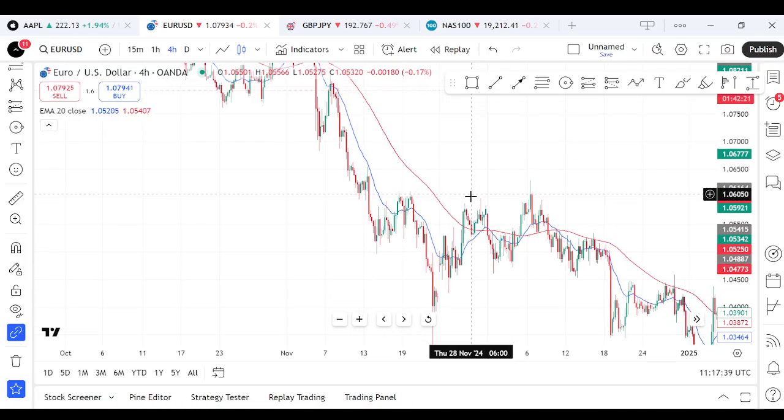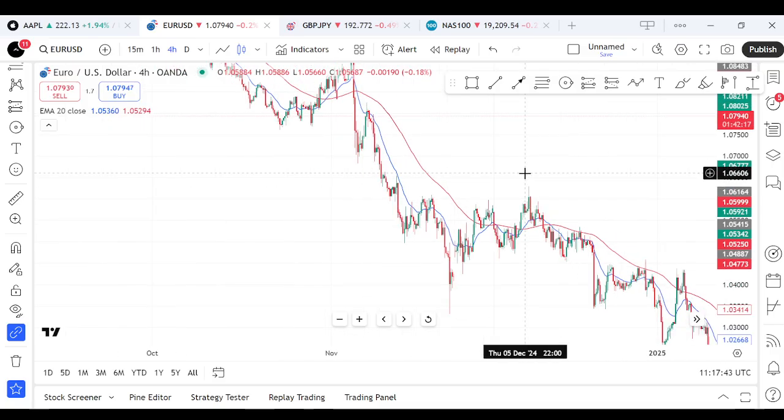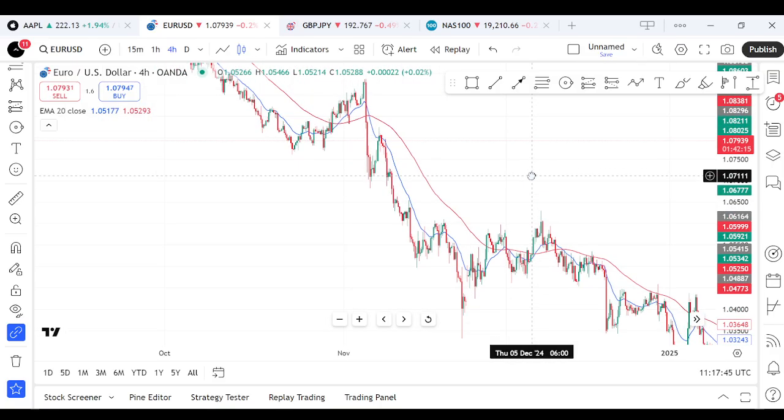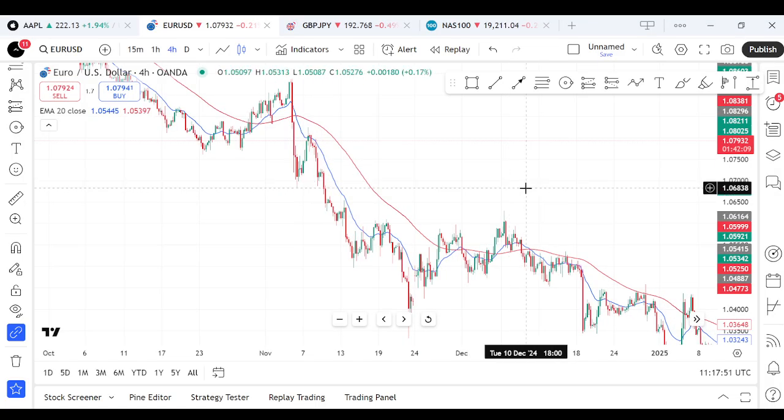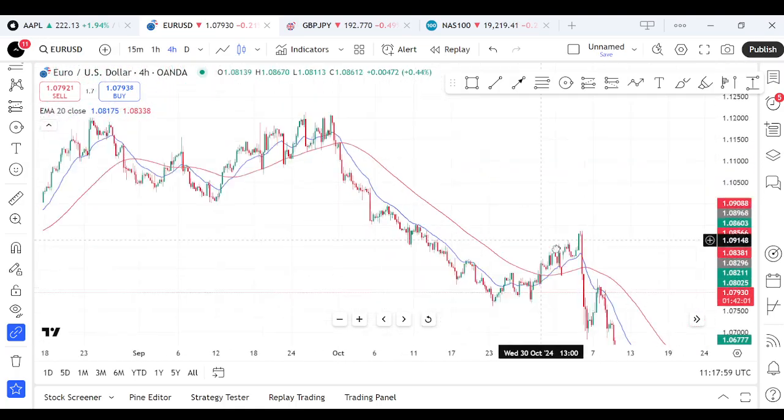Make smarter trading decisions. In today's video, we are going to be talking about the EMA Swing Trading Strategy, which is a simple yet effective way to identify trends and time your entries with precision. By the end of this video, you will understand how to use EMAs to spot opportunities and manage risk. Without wasting much of your time, let's get started.